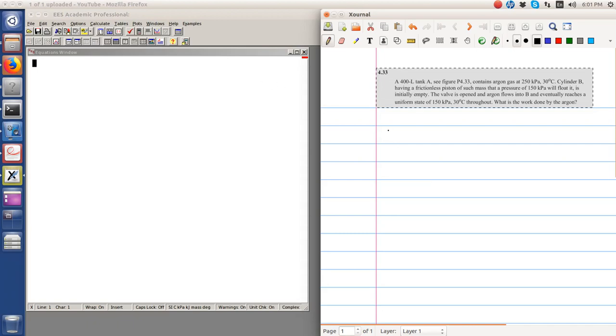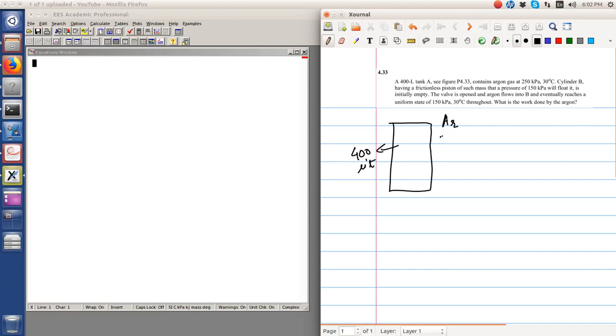Problem 4.23 of Sonntag. We have a 400 liter tank containing argon at 250 kilopascal and 30 degrees Celsius. Cylinder B, which has a frictionless piston, is connected to the tank A, such that initially it is completely empty.